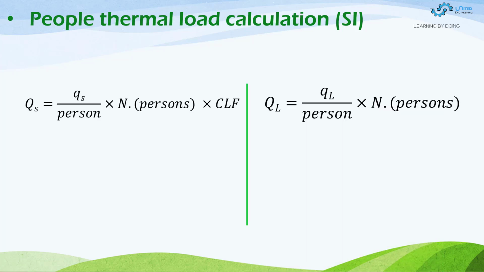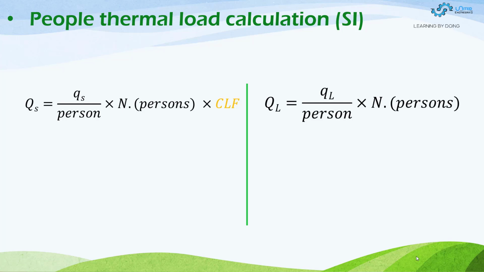Alright. Now we can get the latent load, but for the sensible load, there is a third factor that we must get, which is the CLF or the cooling load factor. So this factor supposes that the persons don't exist in the room all the 24 hours of the day, because the people in the office, for example, exist only for the working hours, which may be 10 hours, while the other 14 hours of the day will be empty.